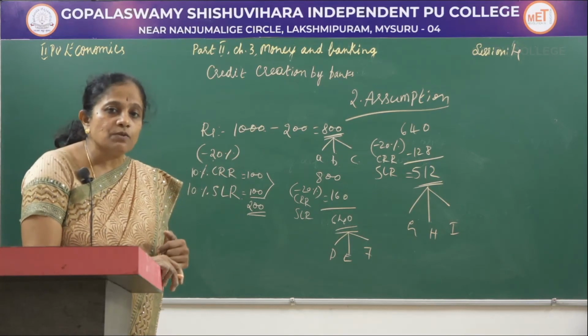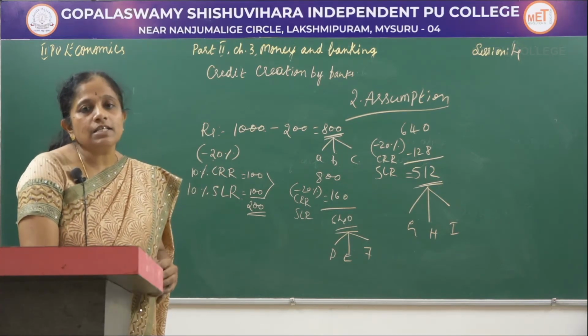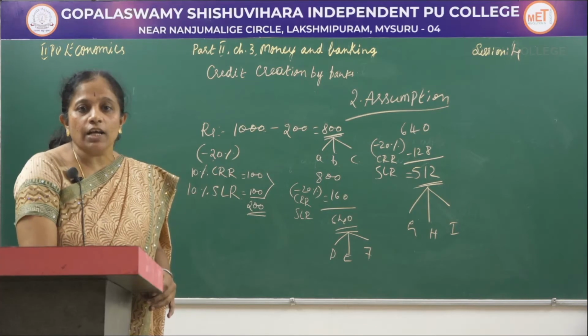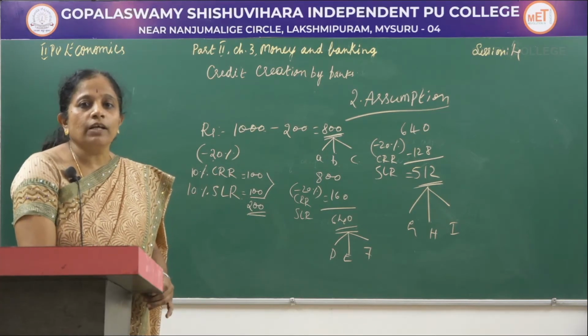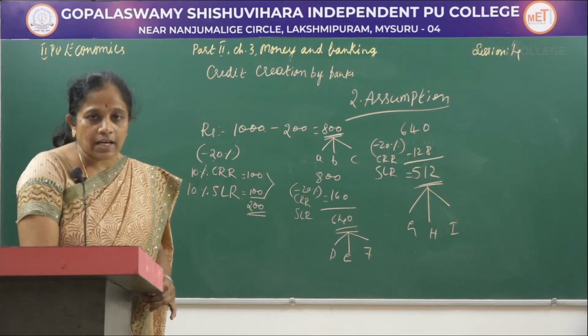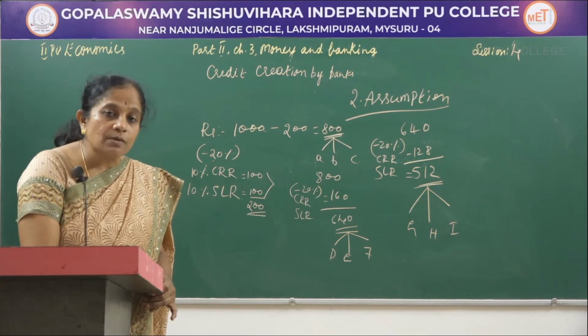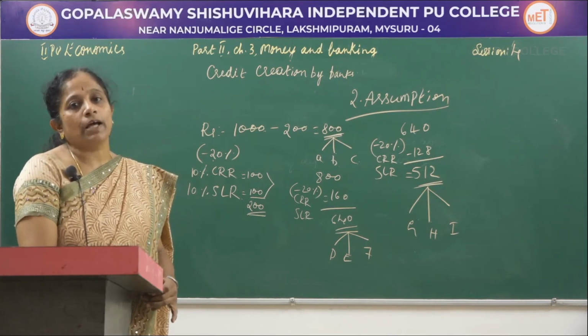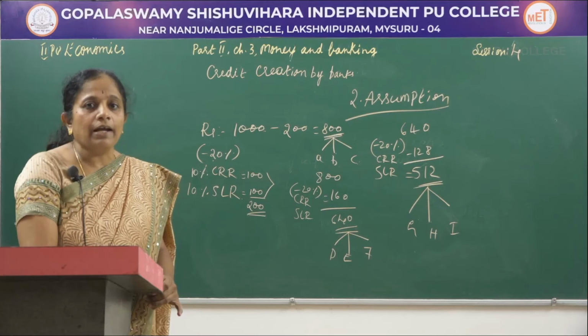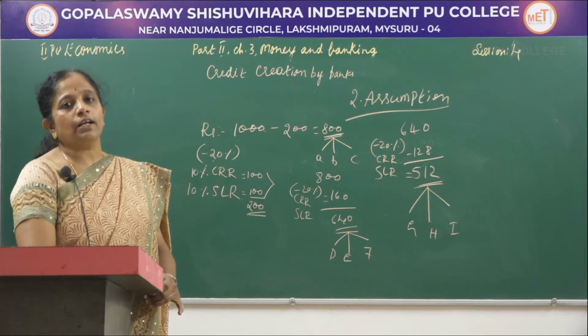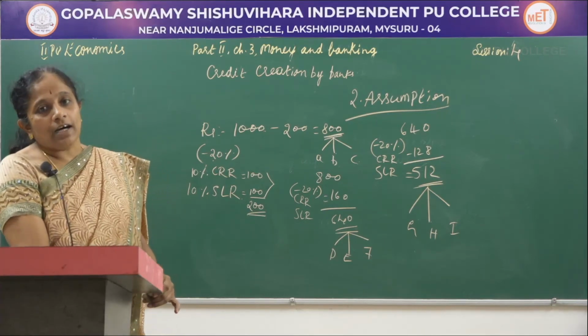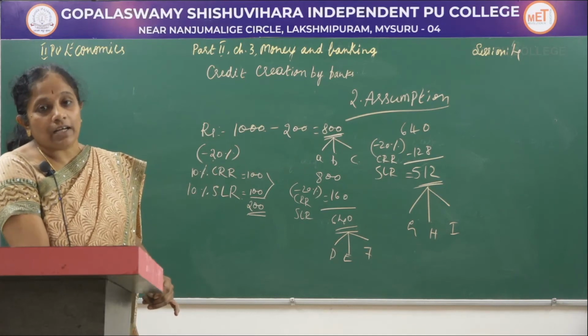And the second assumption is that all the receipts and payments are made by check only, and there is very little cash transaction. So, these two assumptions help the money multiplier to generate income, and out of this credit multiplier the banks earn money in the name of interest.